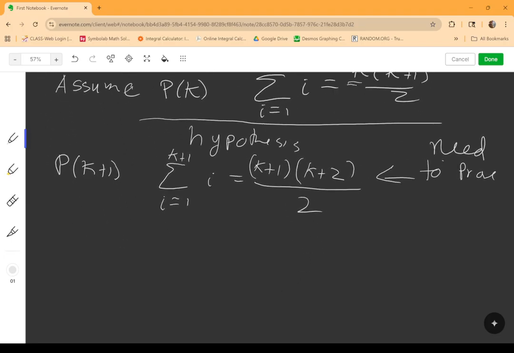So this is what we do here. We start again. We want to show 1 plus 2 plus 3, etc., up to k, plus k plus 1. I want to show that this leads me to the formula that I need to prove. Now I need to use my hypothesis somewhere, and I'm going to use it here. By my hypothesis, these first k integers follow this formula.